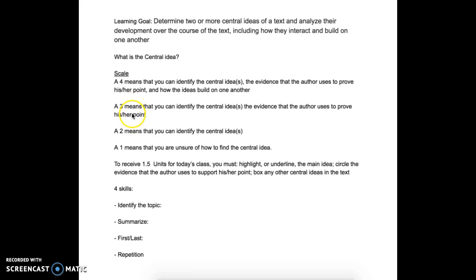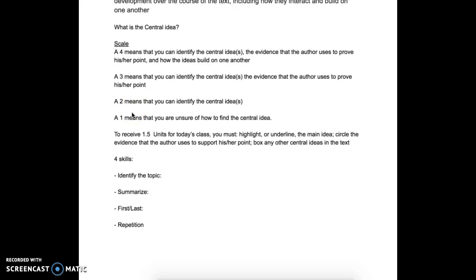The scale should look familiar. A 4 means that you can identify the central ideas and the evidence that the author uses to prove his or her point, as well as how the ideas build on one another. A 3 means that you can identify the central ideas and the evidence that the author uses to prove his or her point. A 2 means you can identify the central ideas, but you're not really showing me the evidence, like how the author gets there. And a 1 means that you are unsure of how to find the central idea.